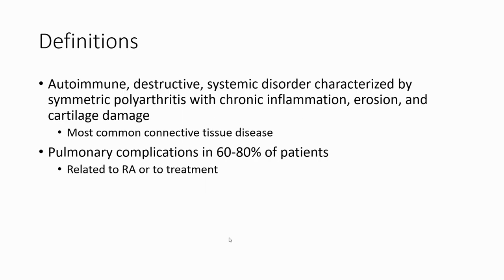Definition: autoimmune destructive systemic disorder characterized by symmetric polyarthritis with chronic inflammation, erosion, and cartilage damage. The most common connective tissue disease. Pulmonary complication in 60 to 80% of patients related to rheumatoid arthritis or to treatment. So in this slide, we will focus mostly on the thoracic manifestation of rheumatoid arthritis.